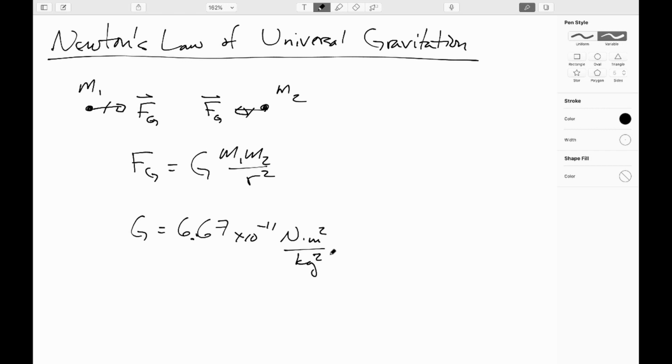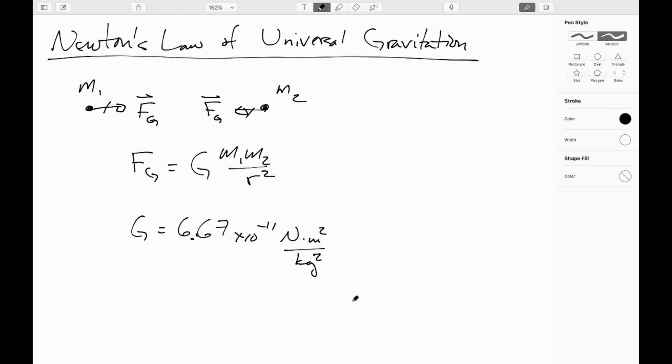Now, this is for two point masses. If you have objects of extended size, invoking a thing called the shell theorem, you can show that you can treat them as if they were point masses located at their center of mass for purposes of calculating this gravitational attraction. And it is always attractive, and it's mutually attractive. The two masses will always exert the same force on each other, no matter what.